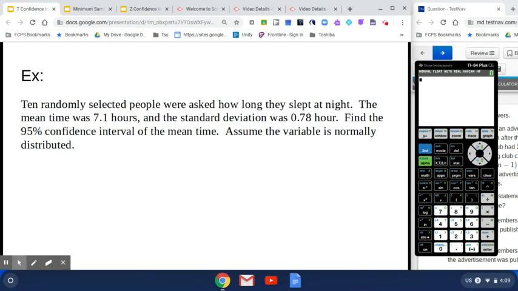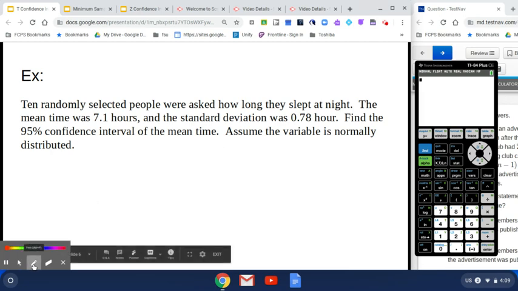Taking a look at the first example, it says 10 randomly selected people were asked how long they slept at night. The mean time was 7.1 hours and the standard deviation was 0.78 hours. Find the 95% confidence interval of the mean time. Assume the variable is normally distributed.